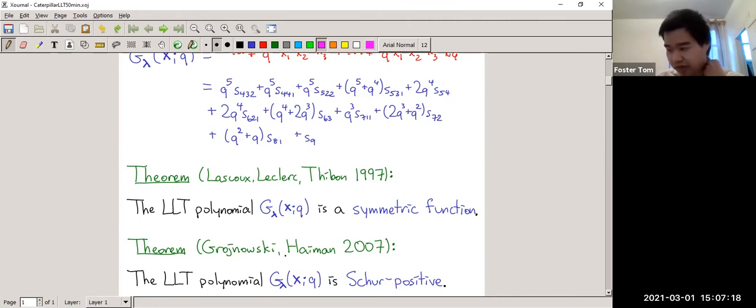Gronowski and Haiman used Kazhdan-Lusztig theory. They showed that the coefficients are values of certain Kazhdan-Lusztig polynomials. And it's a major open problem to find a combinatorial interpretation for these coefficients.